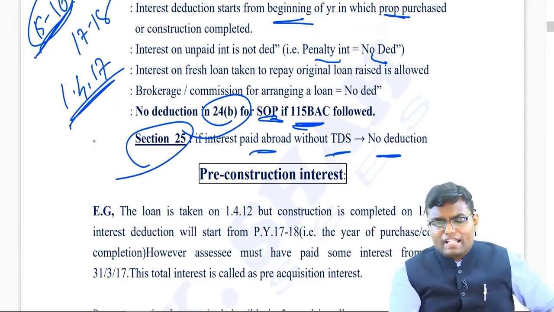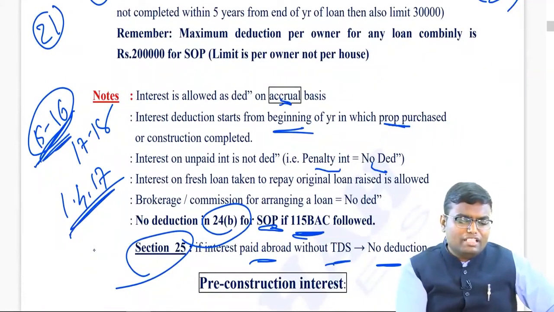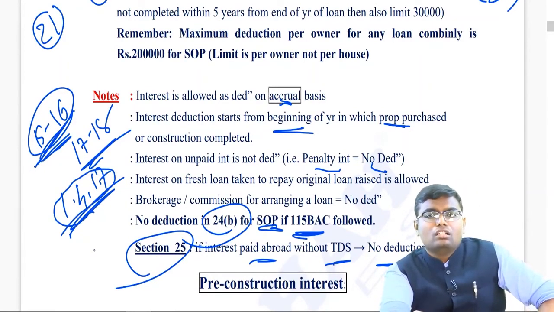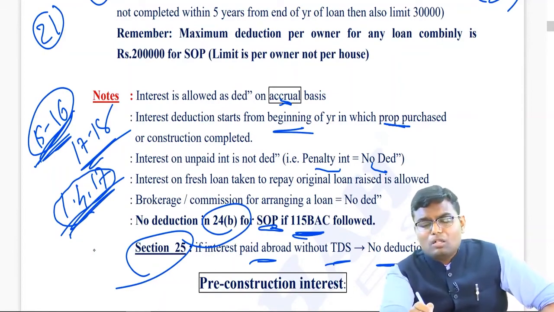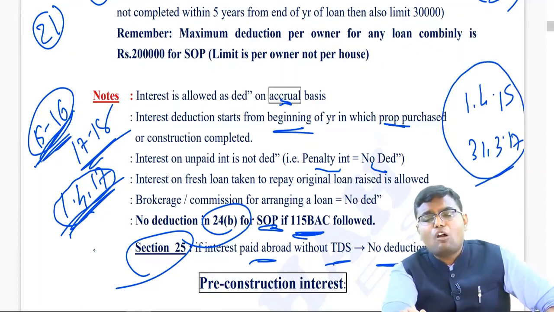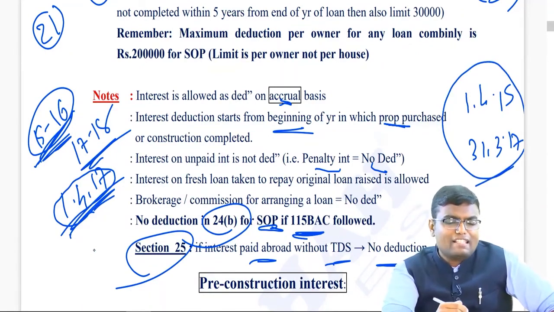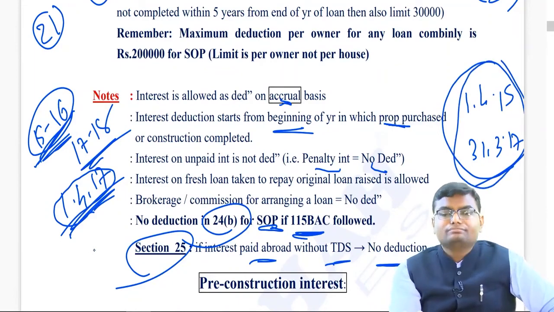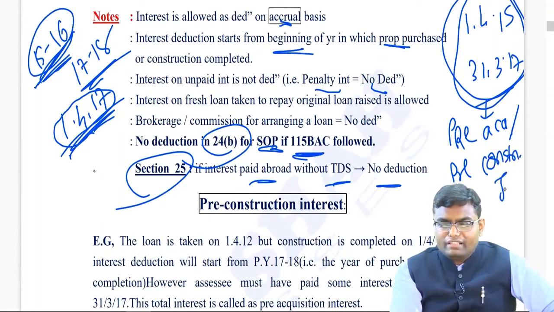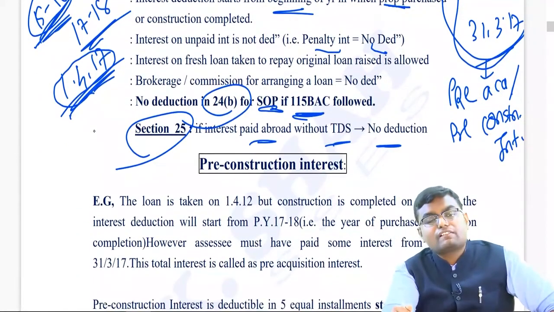Now I just said one thing. If the loan is taken in the year 15-16 and the construction is completed in the year 17-18, your deduction will start from 1st April 2017 onwards. So the question arises, sir, what about the interest which I have paid from 1st April 2015 till 31st March 2017? That is also loan interest, that is also regarding house property. But deduction starts from 1st April 17. So what about the interest of this period? This period's interest is called pre-acquisition or pre-construction interest.